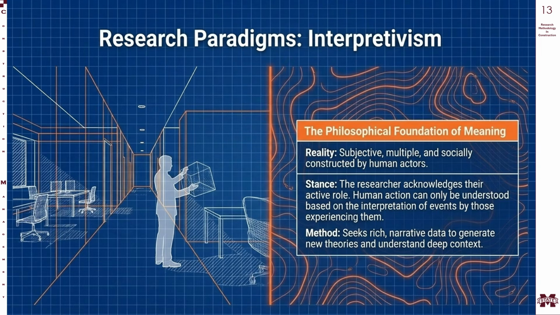Interpretivism starts from a different assumption, that reality is subjective, multiple, and socially constructed. An interpretivist researcher recognizes that their own perspective is part of the study. The key idea is that people act based on how they interpret their world, not just on the objective conditions around them. Because of that, interpretivist work usually doesn't begin with a rigid hypothesis. Instead, the researcher lets insights and sometimes new theories emerge from rich, detailed data: interviews, observations, documents.